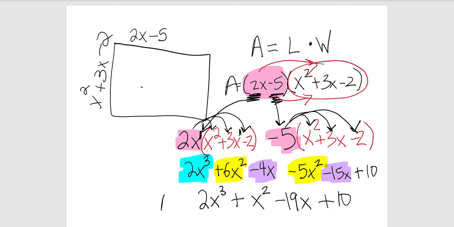So I've completed finding the area, multiplying length times width. And this is the process we want to work through when we're multiplying any polynomials, by applying the distributive property.